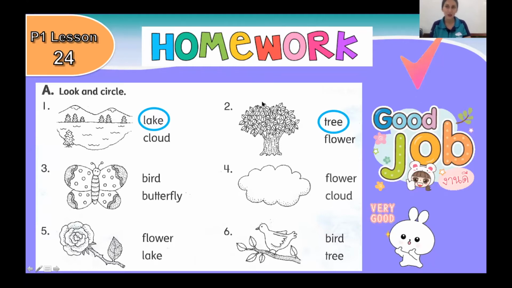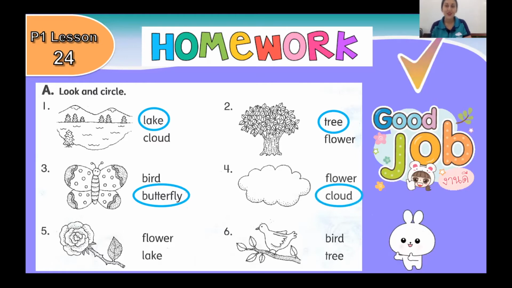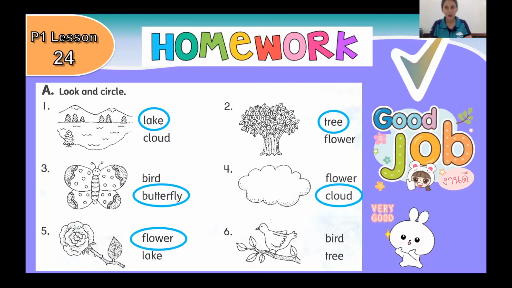Okay, our third picture. Is it a bird or a butterfly? What do you think? Great, it's a butterfly. Well done. Let's continue. Picture number 4. What is this? Flower or cloud? Right, this is a cloud. Okay, what is going to be next? Picture number 5. Is it a flower or a lake? Try to check. Good, it's a flower.